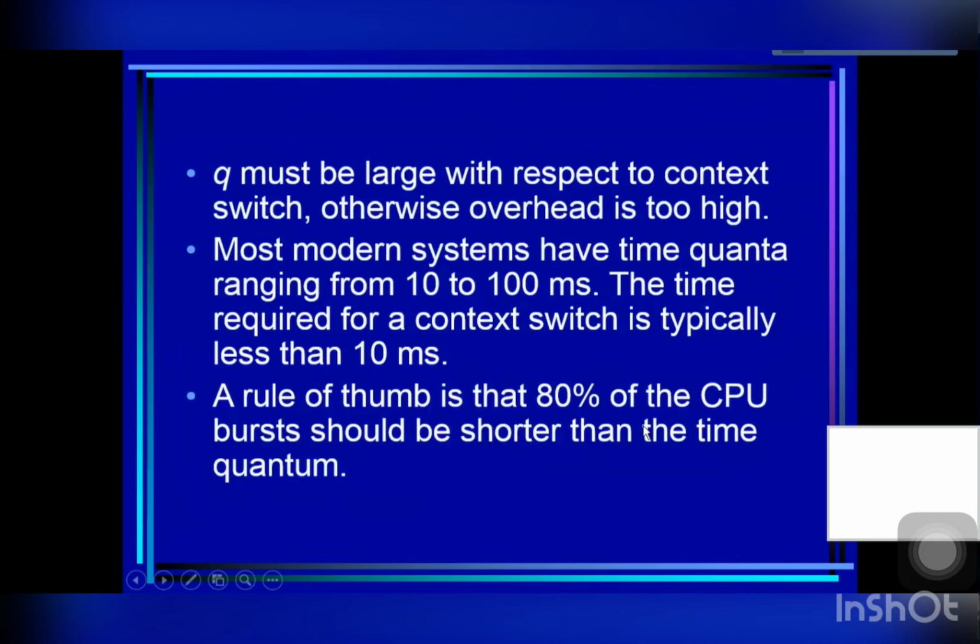Thus, we want the time quantum to be large with respect to the context switch time. If the context switch time is approximately 10% of the time quantum, then about 10% of the CPU time will be spent in context switching. In practice, most modern systems have a time quantum ranging from 10 to 100 milliseconds. The time required for a context switch is typically less than 10 microseconds. Thus, the context switch time is a small fraction of the time quantum. A rule of thumb is that 80% of the CPU bursts should be shorter than the time quantum.